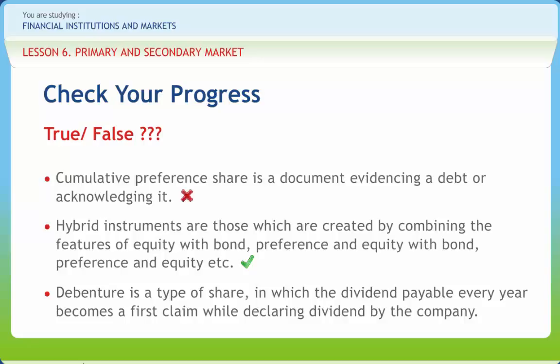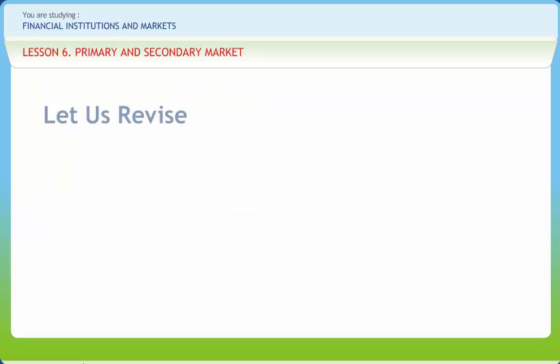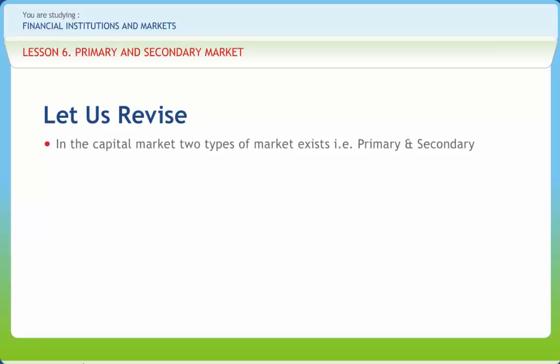Right or wrong? Wrong. Before we end, let us briefly revise what we have studied so far. In capital market, two types of market exist, primary and secondary. Primary market is also known as new issue market, and secondary market is known as stock exchange market. Role of supplying the capital is direct in the primary market and indirect in the secondary market.